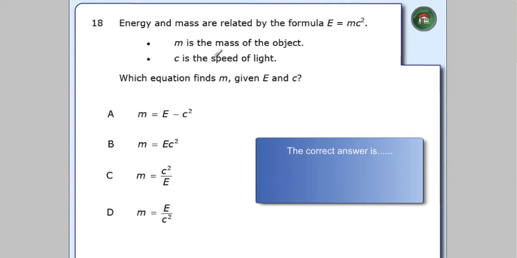All right, number 18, it gives you a formula, and then it just tells you to find M. So that means get it by itself, and you do that by dividing by c squared. It would cross out over here, and you'd get E over c squared equals M, which is this one.